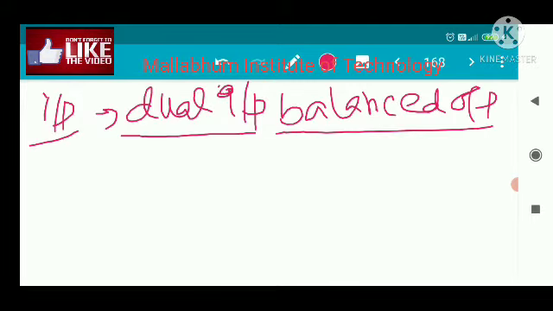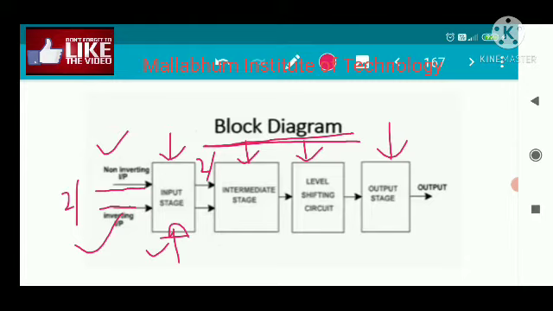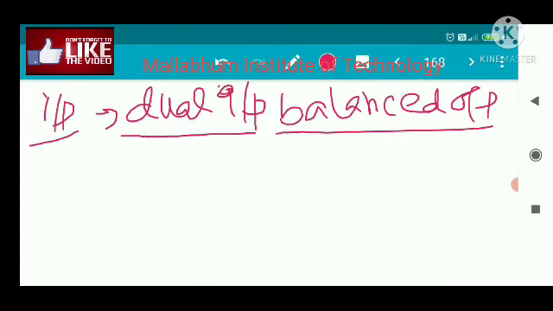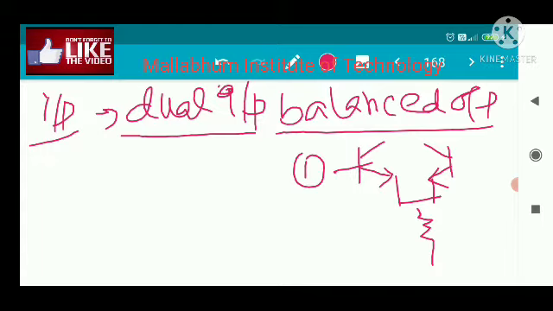This is nothing but a differential amplifier stage. We will discuss the differential amplifier later, but for the time being just understand that a differential amplifier is there. Now the simplified differential amplifier circuit actually looks like this. There is one transistor, and there is another transistor, and both transistors are connected like this, and this is one input, this is another input. The output is taken from the collector. So this is one output, and this is the second output.